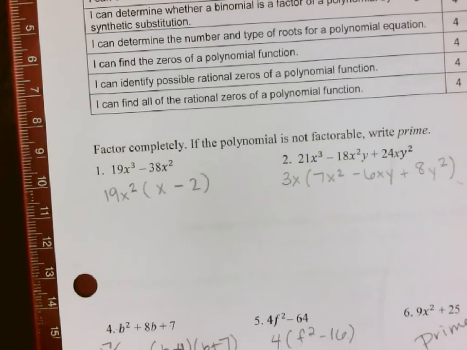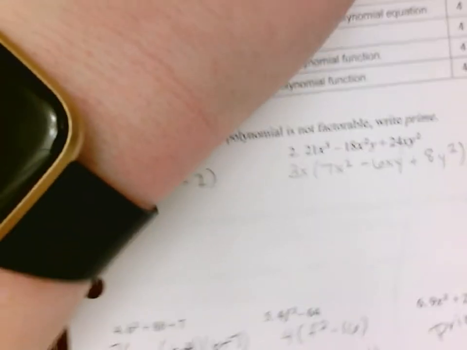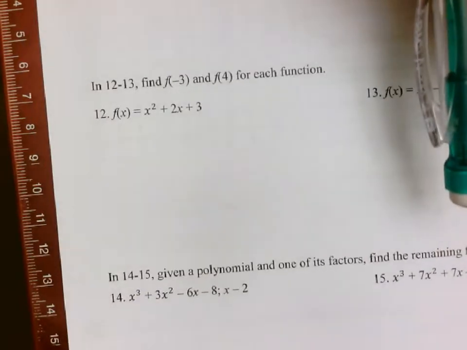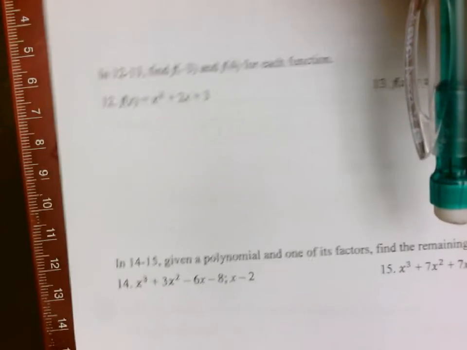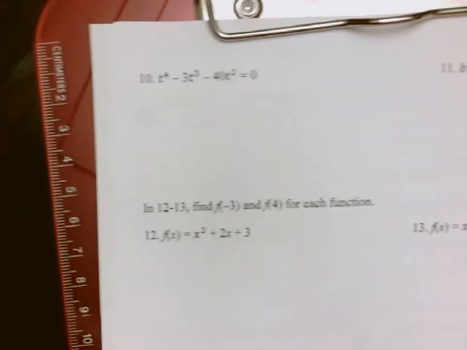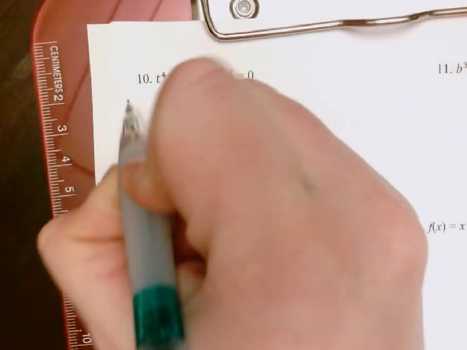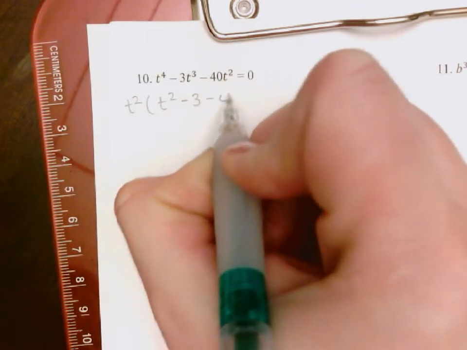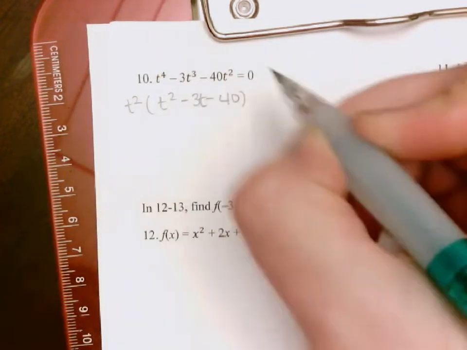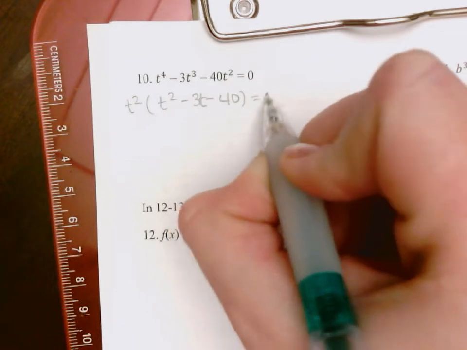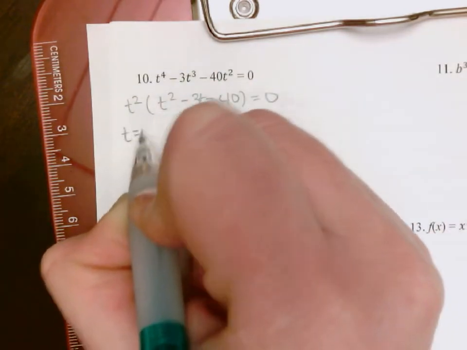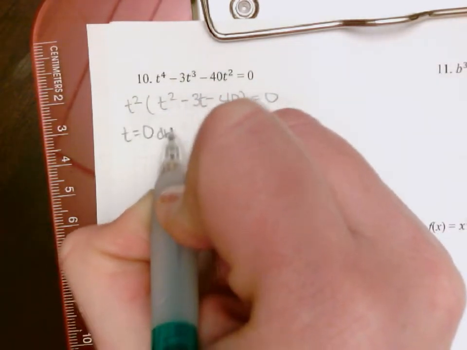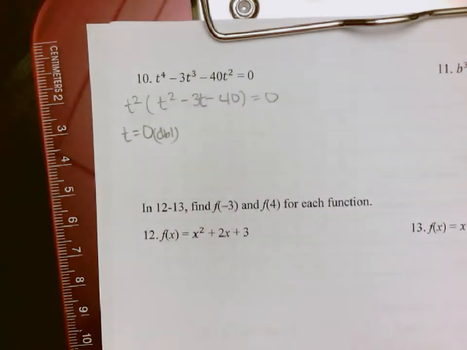Alright, turn the page. More factoring. So at the top, factor t squared out. So t squared times t squared minus 3t minus 40 equals 0. So t equals 0. Double, because it happens twice for the t squared.